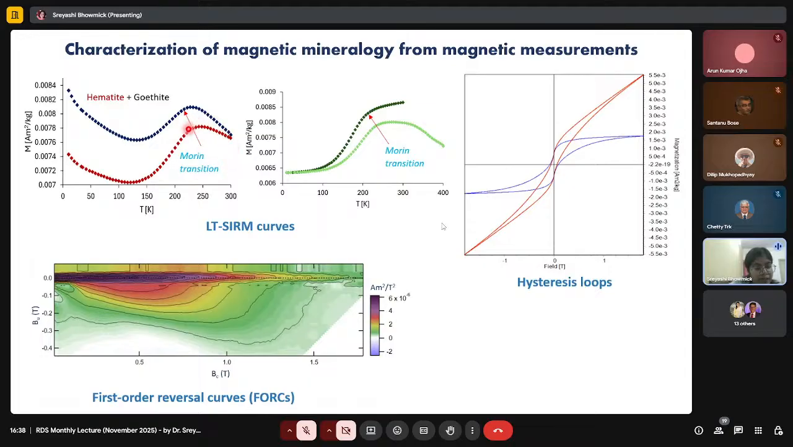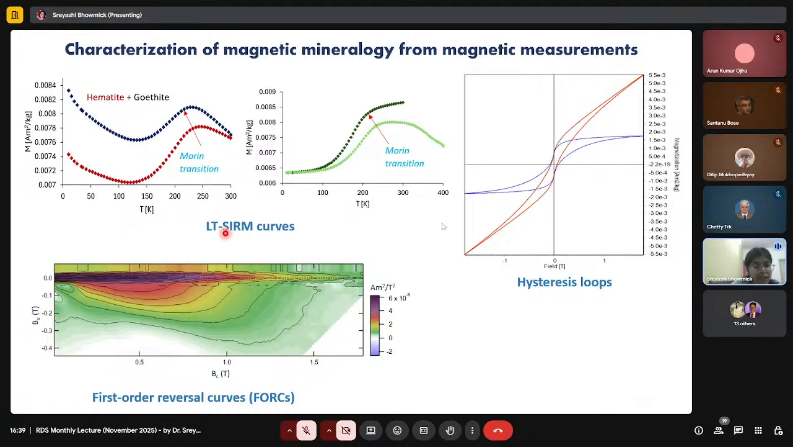Now, if we look at the remaining rest of the curve, we can see that again with decreasing temperature, the remanence magnetization is increasing. So this is again indicative of goethite. And from here, we can say that we could distinguish between the two magnetic phases. And this is very useful when we have more than one magnetic phase.